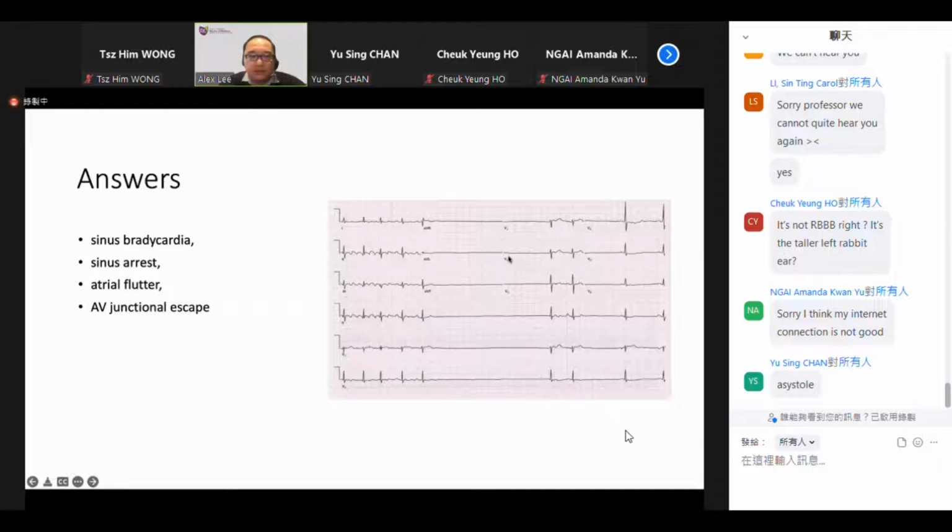But if you say it is a sinus arrest or even asystole, I will give you marks. If you pick up the atrial flutter, I will give you marks. But most importantly, if you say it is a heart block, you can't get a mark for heart block, because there's no evidence that there is a delayed or absent conduction of the P wave to the QRS complex. So the P to QRS relationship is 1-to-1. There is no non-conducted P wave or prolonged PR interval to suggest it is a heart block. Therefore, it is not heart block.